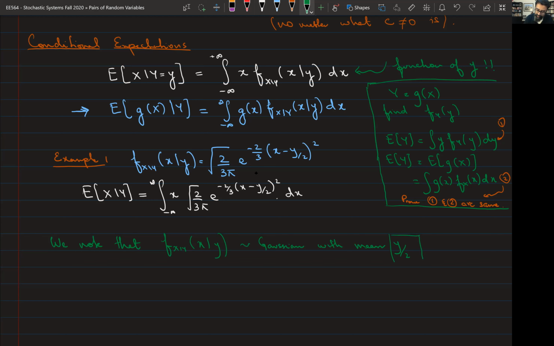And you can find the variance as well, by the way. I mean, that's easy, right? So just given this observation, that's enough for you to be able to write down what the conditional expectation is going to be. And what is that conditional expectation? The expected value of x given y is equal to y by 2.